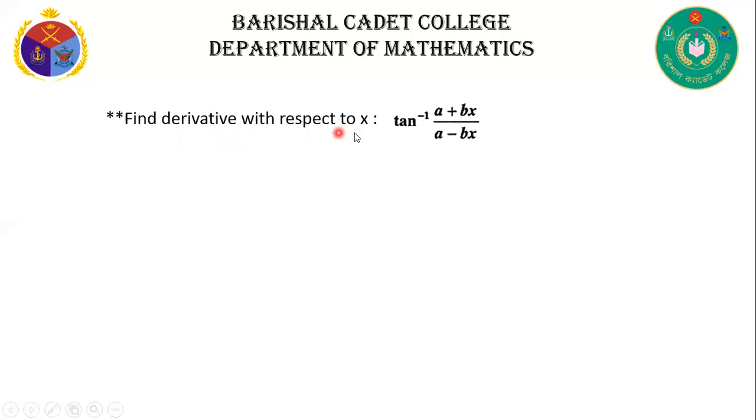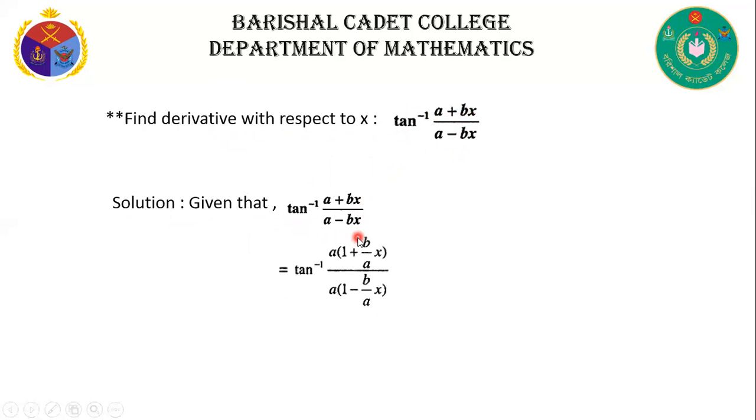Find the derivative with respect to x of tan inverse (a plus bx) by (a minus bx). Now the solution: given tan inverse (a plus bx) by (a minus bx), here a is common in the numerator and also in the denominator, so we can write (1 plus (b by a) x) divided by (1 minus (b by a) x). Here a cancels, then we can write tan inverse.